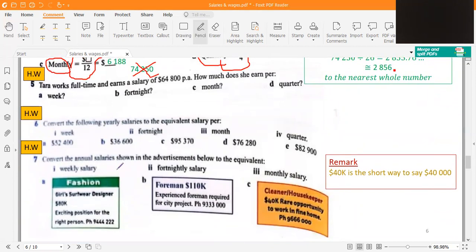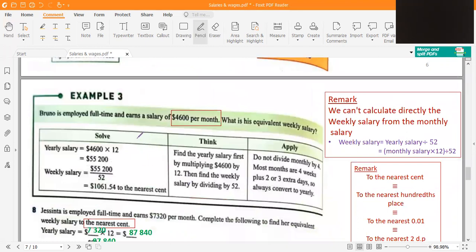As a hint, in exercise 7, we have different salaries for different advertisements. For example, we have here $80k, here $110k, and $14k. We mean by k thousand. So for example, 40k means $40,000. Very easy.